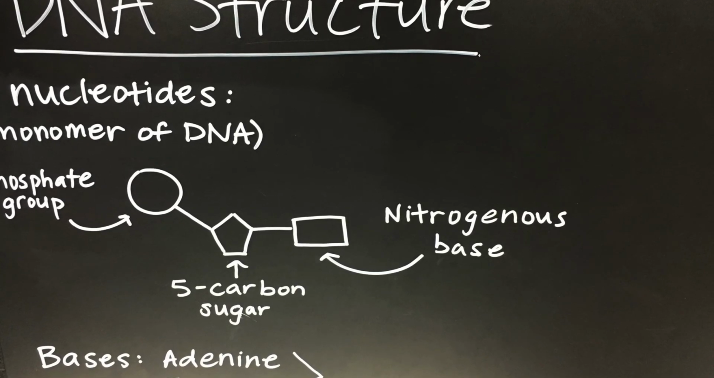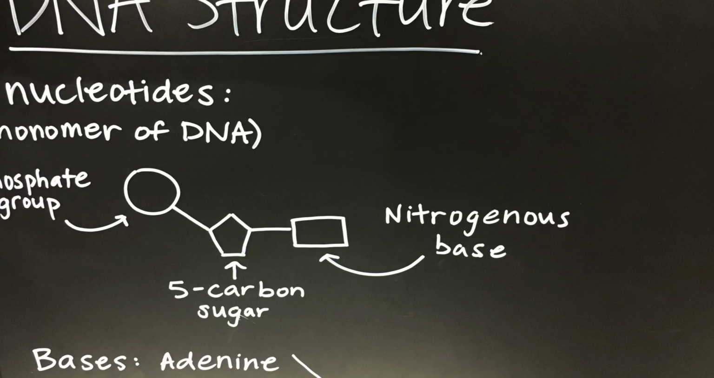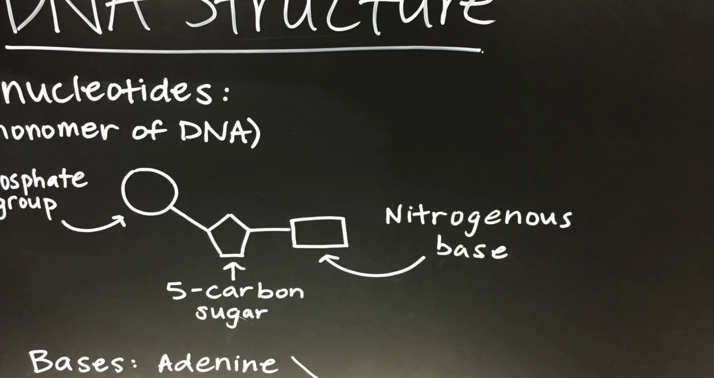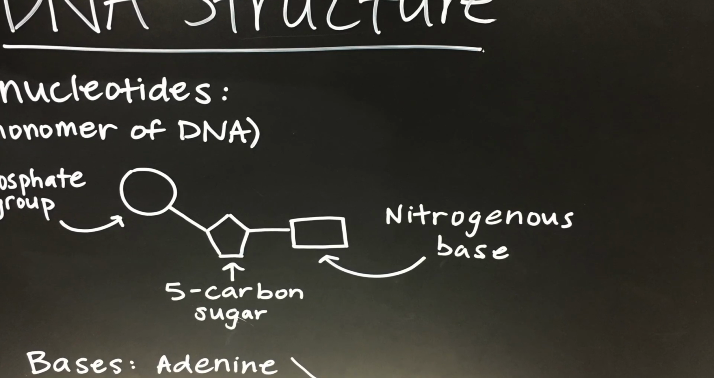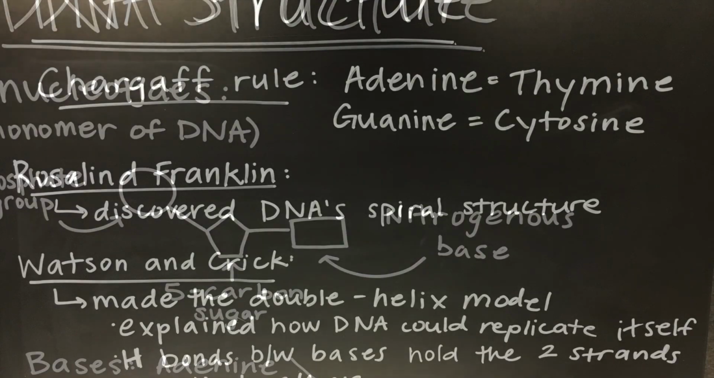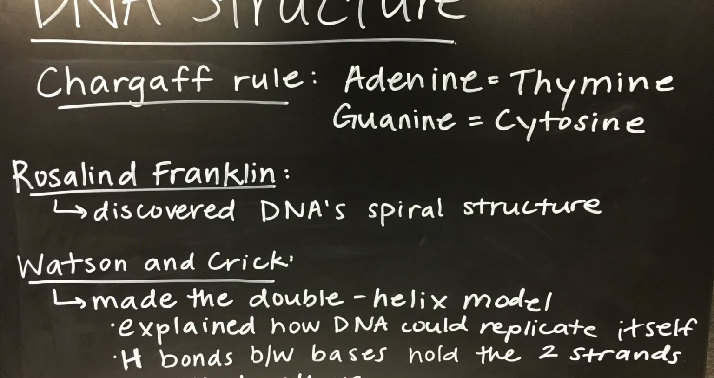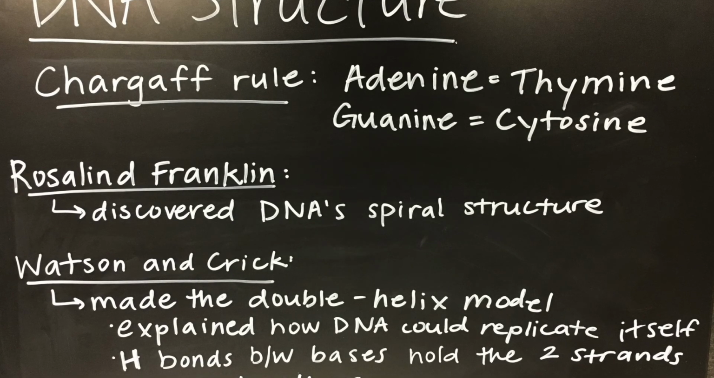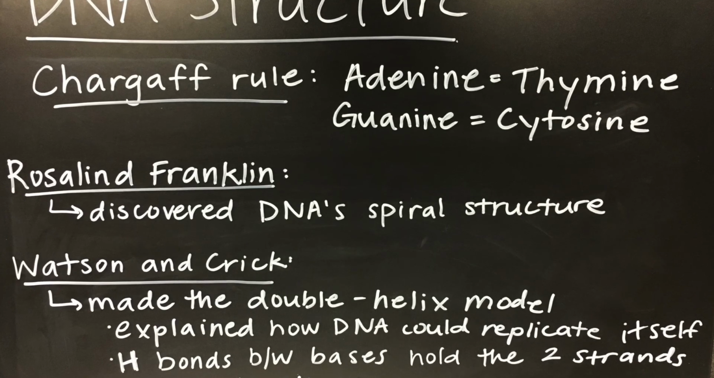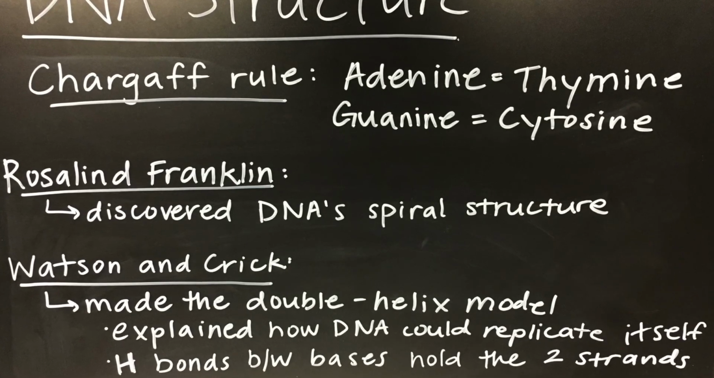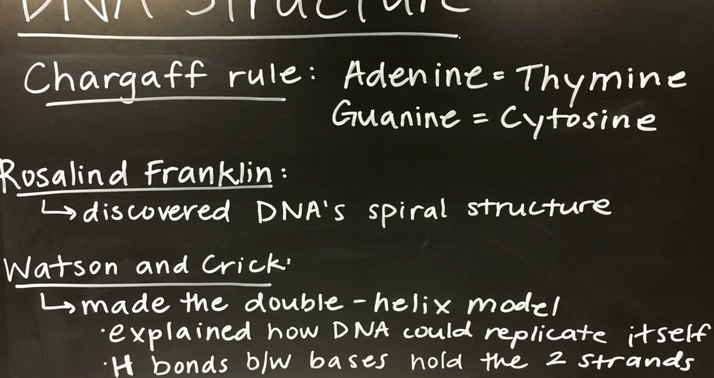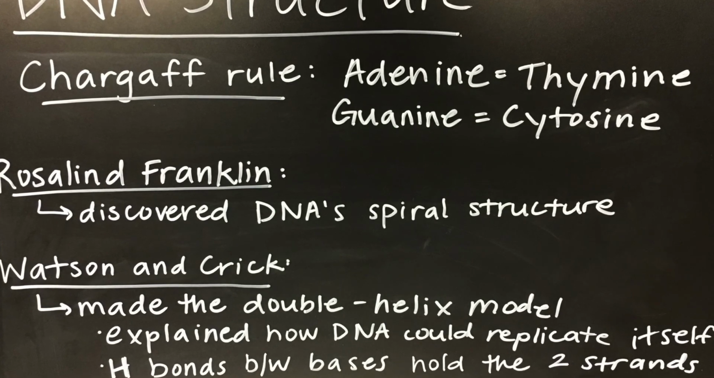The 4 nitrogenous bases are adenine, thymine, guanine, and cytosine, in which adenine pairs with thymine and guanine pairs with cytosine. Chargaff's rule, named after chemist Erwin Chargaff, states that in DNA there are equal amounts of adenine as there is thymine, and equal amounts of guanine as there is cytosine.